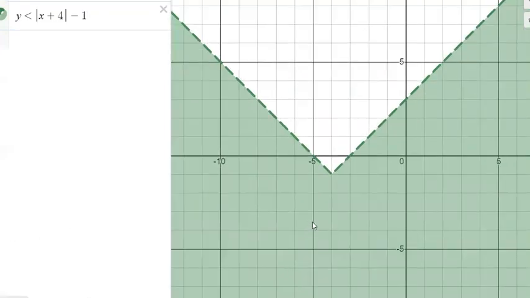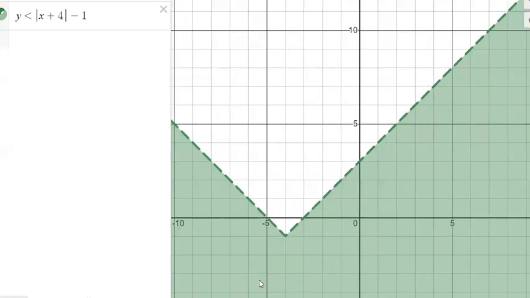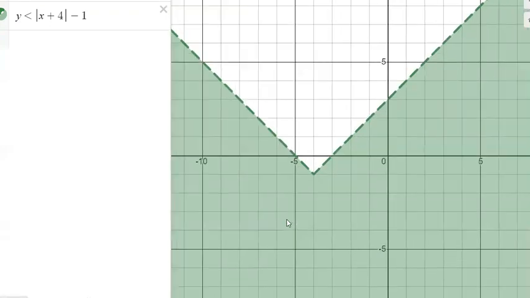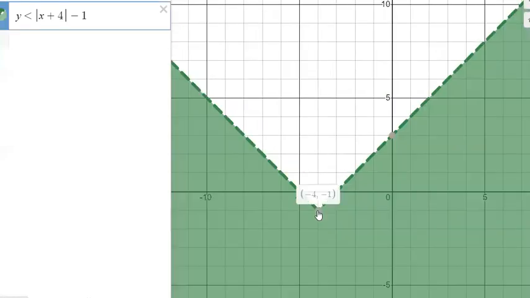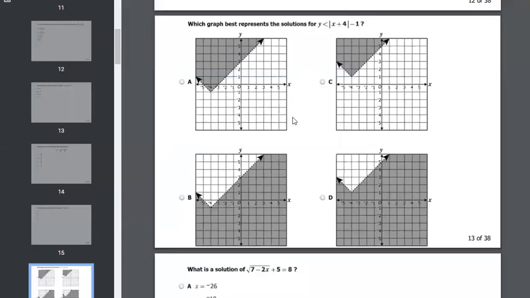So now looking at this graph, I have a V shape. I always get a V shape when I do absolute value graphs. Now for the vertex, that's going to be the point -4, -1. So when you're looking at your answer choices, you definitely want to take this into consideration. So the +4 on the inside of the absolute value tells you to move to the left 4, and then the -1 on the outside tells you to move down 1.